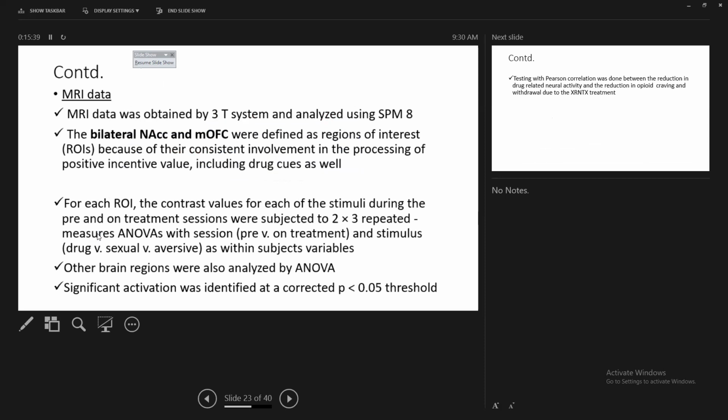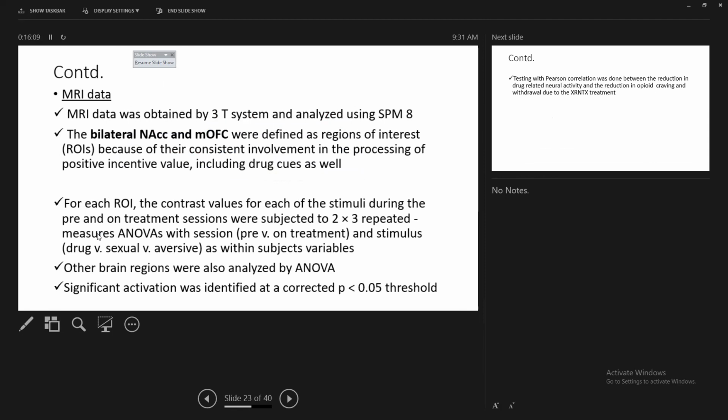Okay. Now, what about the MRI data? The bilateral NAc and mOFC were chosen as the regions of interest. For each region of interest, there are the contrast values. Those were written scores, and these are the contrast values, meaning how much the brain is becoming active in the area. Each of the stimuli during the pre and on treatment were subjected to a 2 by 3 repeated measures ANOVA. Difficult for you to understand at this point of time. Let it be. I'll just tell you the gist after that.